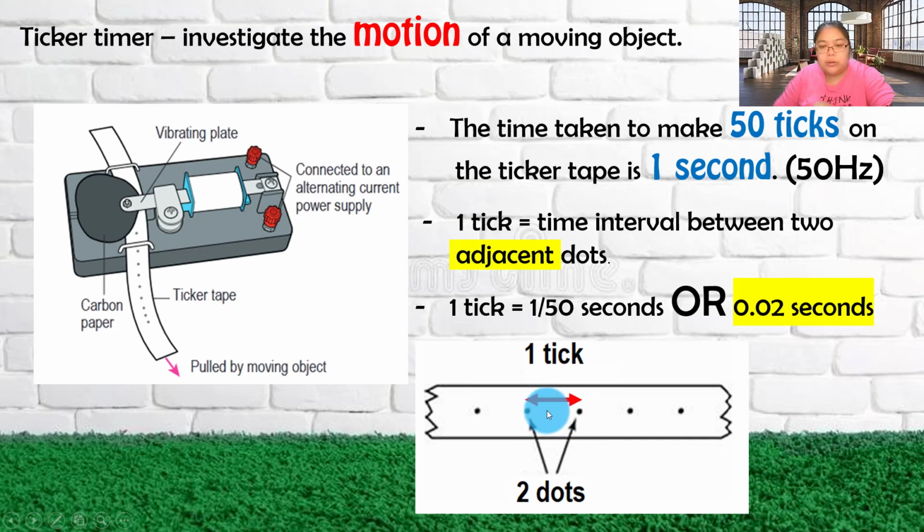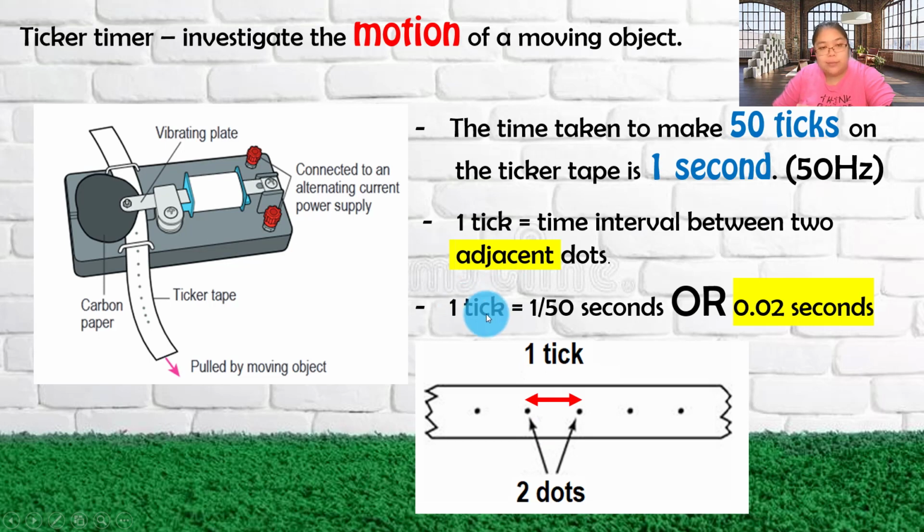Okay, dot to dot, the space between them, we call 1 tick. 1 tick means the time interval between 2 adjacent dots. Why do I highlight adjacent? Adjacent means the next one, so you need to mention it. You cannot say between 2 dots, because there are so many dots here. Maybe the first one and the last one we also can say between the dots. So you must say between the adjacent dots, meaning the next one, the first and the second one. So from here, 1 tick.